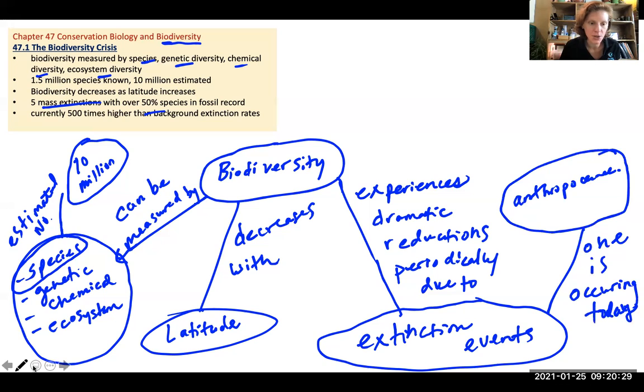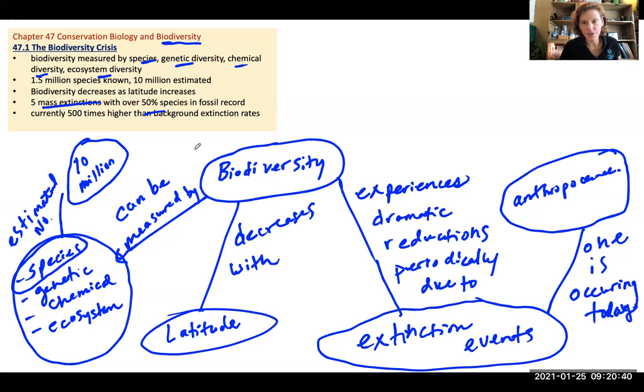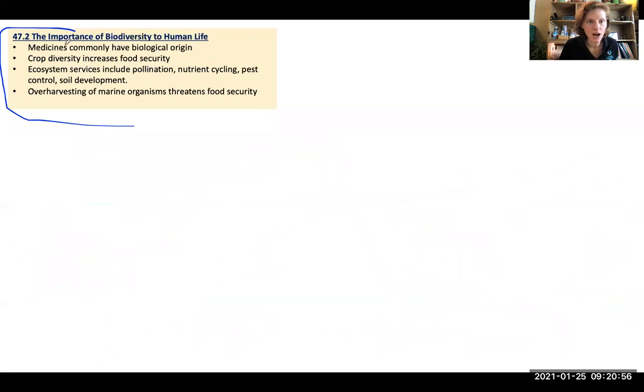What I'm going to do is just go to the next one and talk about it. So really, I did an elaborate first section here. You only need to have 15 concepts total. So I've got biodiversity, latitude, and these concepts of how to measure speciation and extinction events. Now I go to the next one, medicines commonly. So this is talking about why is it important?